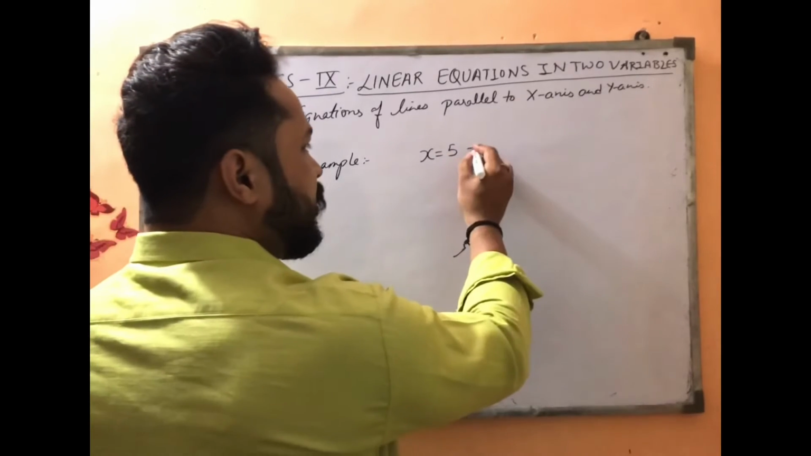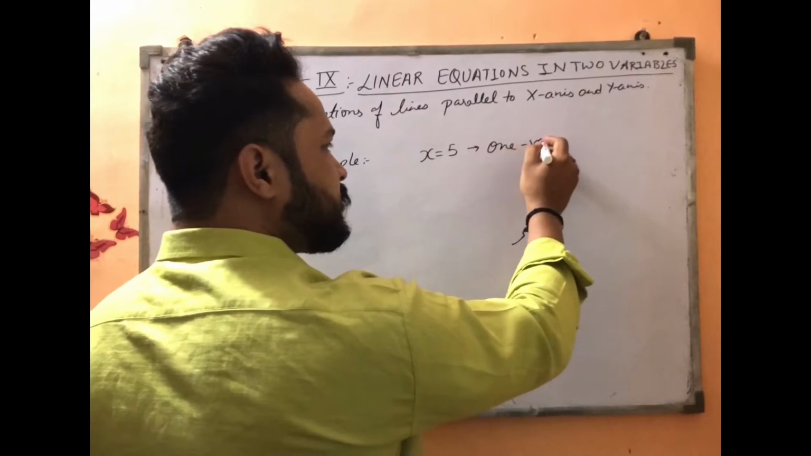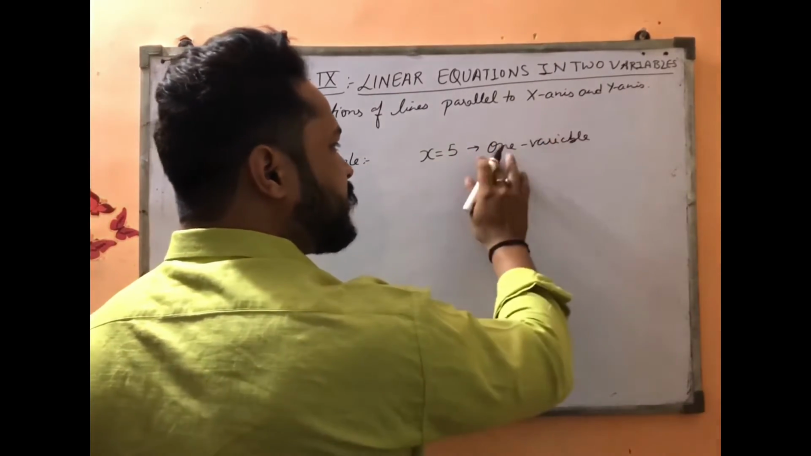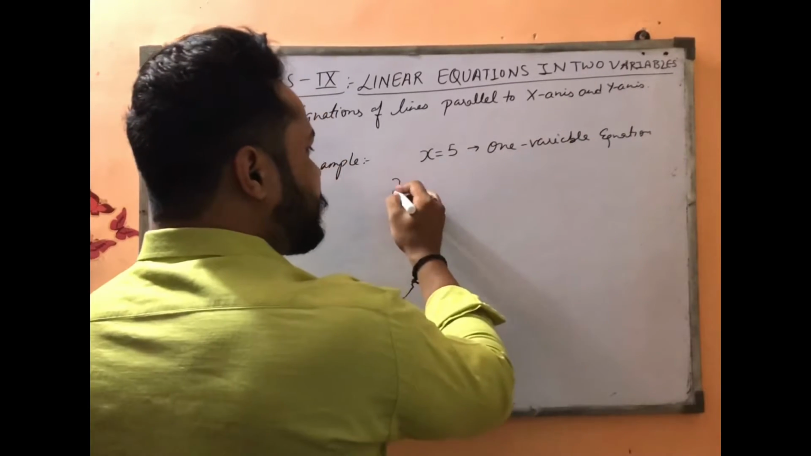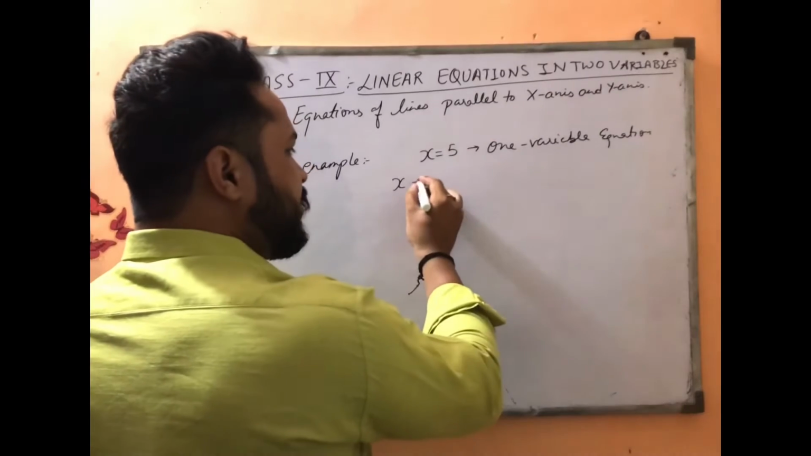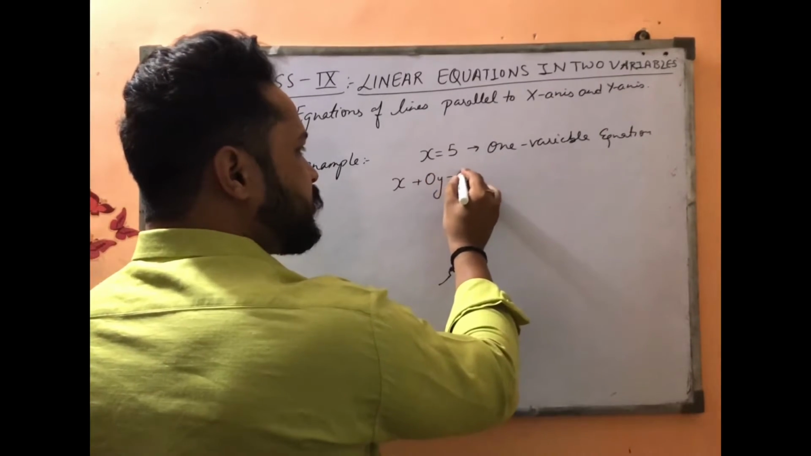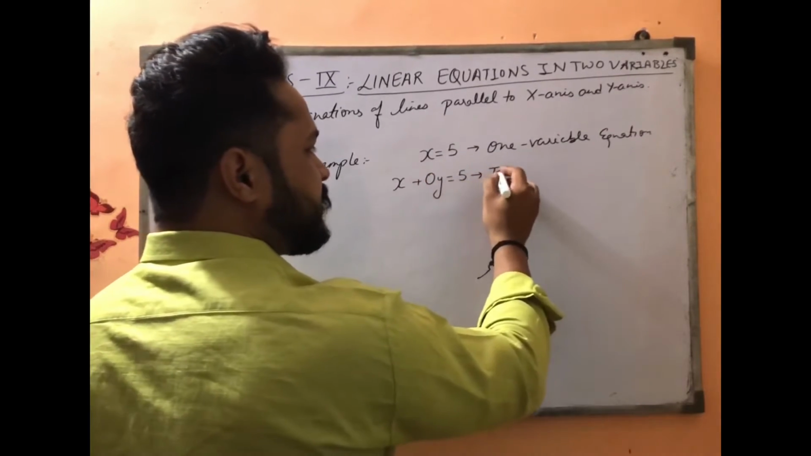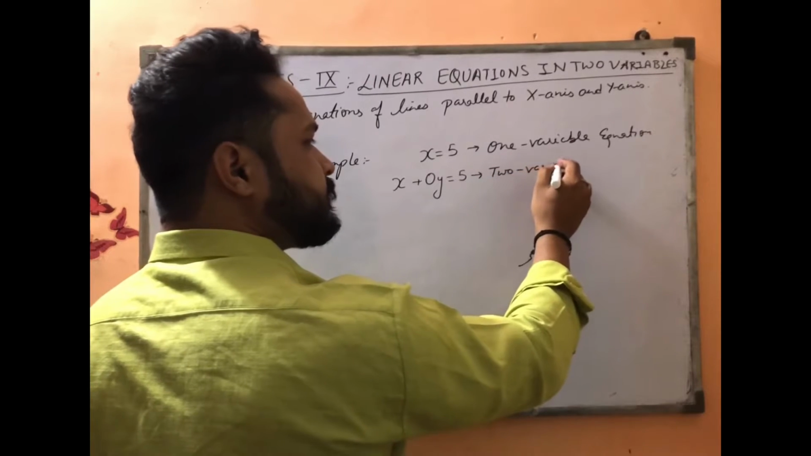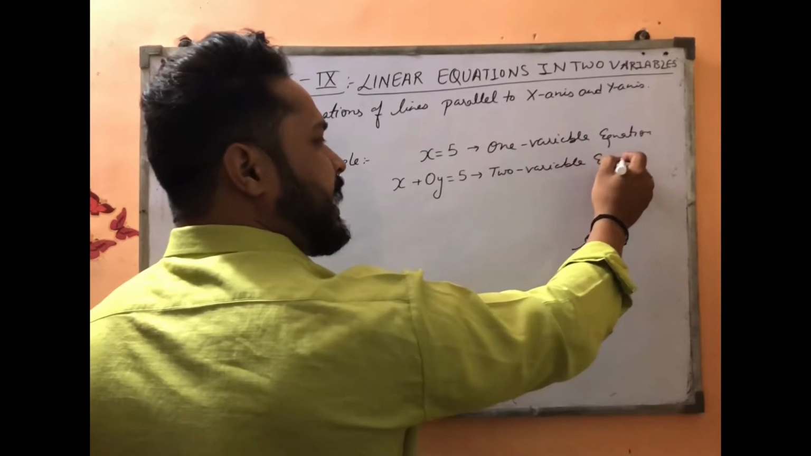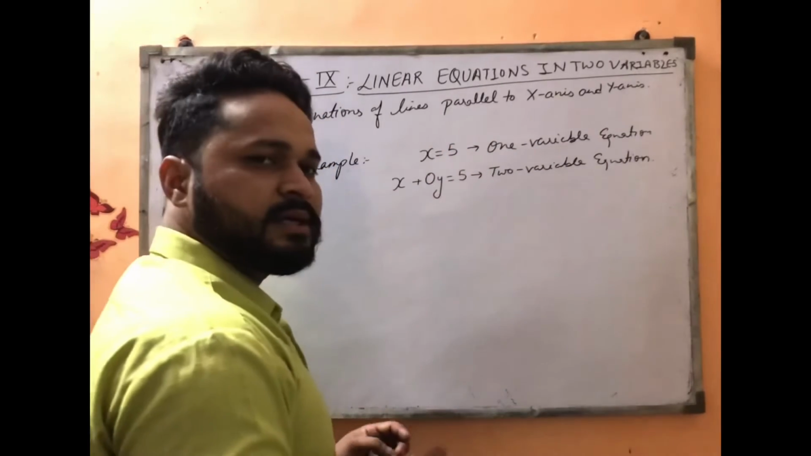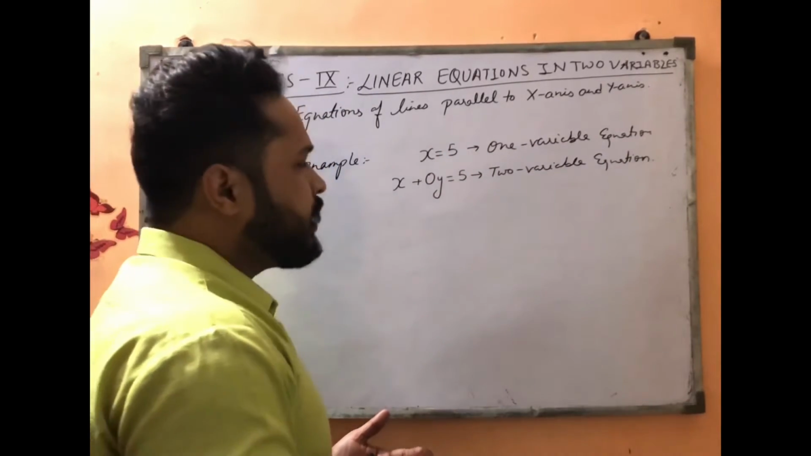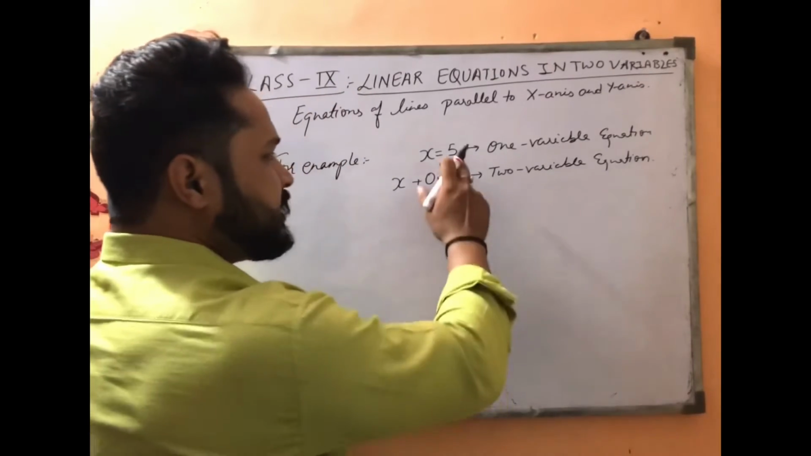So it is a one variable equation, and if we want to convert it into two variables, the missing variable is y, so it is written as 0y is equals to 5. So this is a two variable equation, and the representation on graph of these two is different.